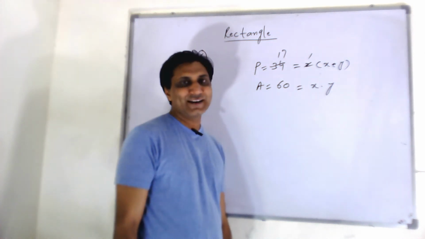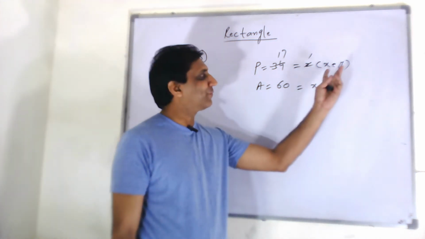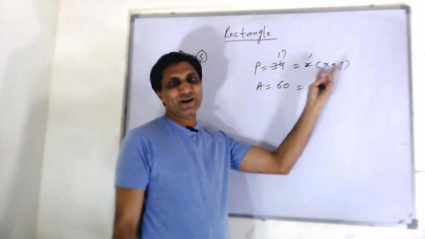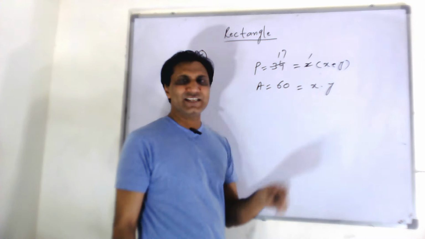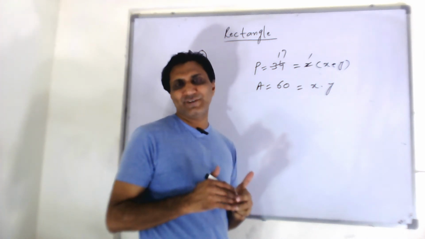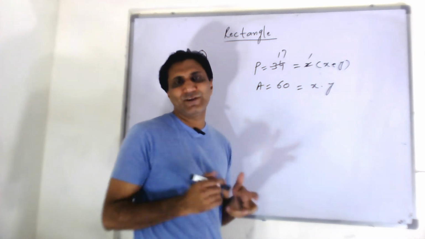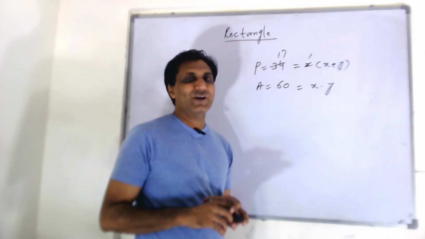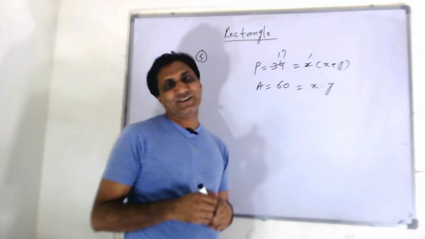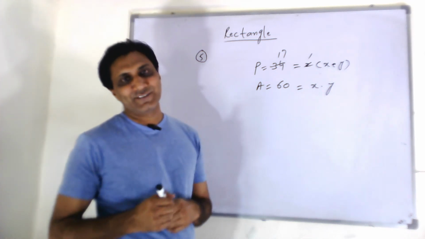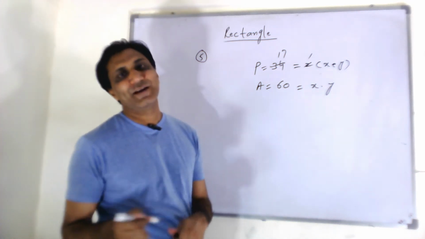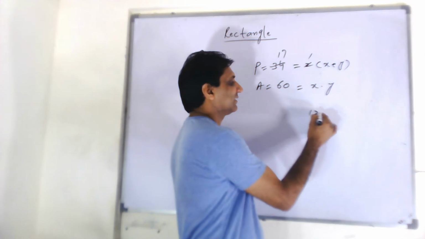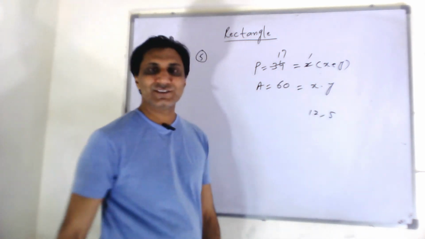So you need to find out what? You need to find out two numbers. The sum of those numbers is 17 and product is 60. Give me two numbers. We add them, we get 17, and we multiply them, we get 60. 12 and 5. 12 and 5 add up to 17, and 12 and 5 multiply to 60. These are the two values.